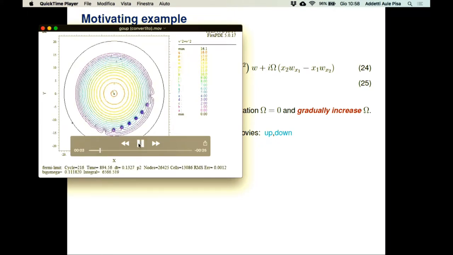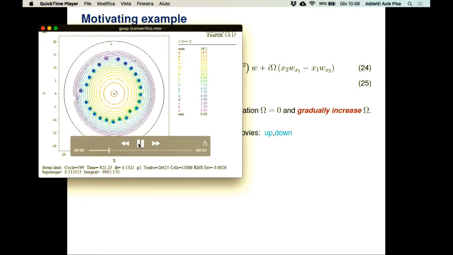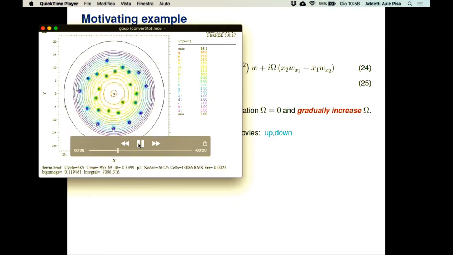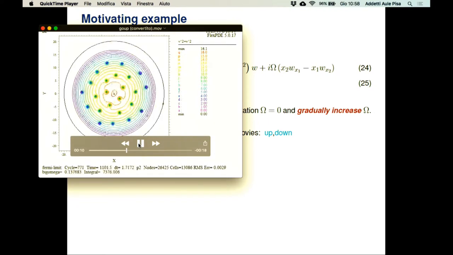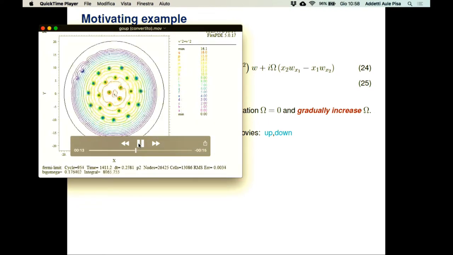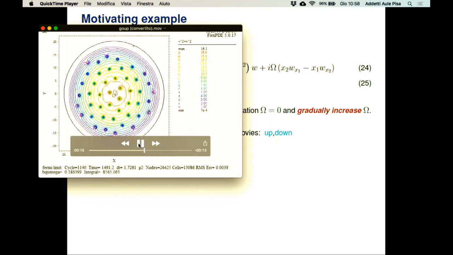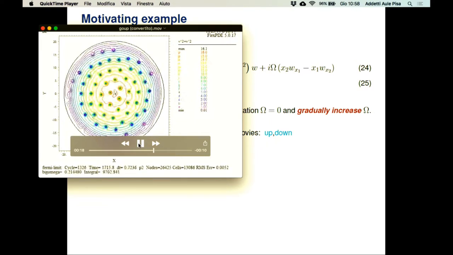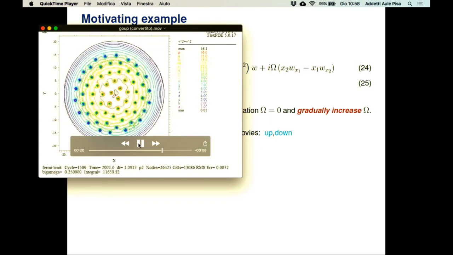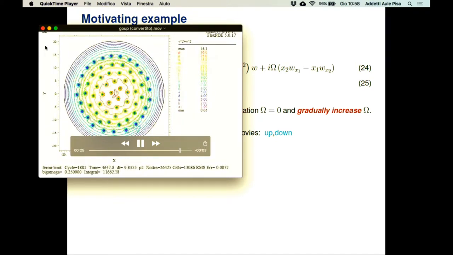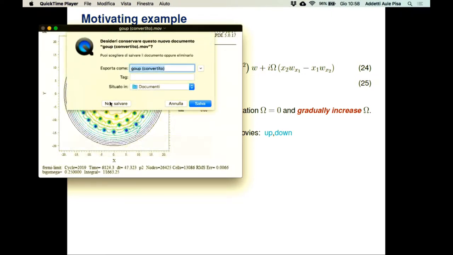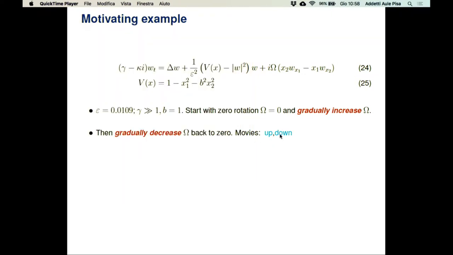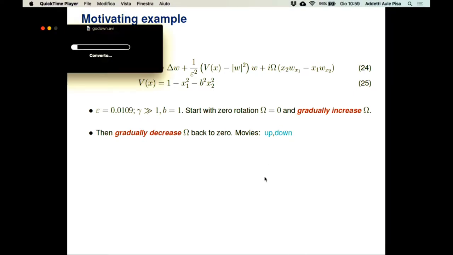So you start with no vortices, then a bunch of vortices start to come in. Here's the rotation rate. Then they rearrange themselves in this hexagonal lattice pattern. And then there's another jump in the number of vortices as I keep on increasing the rotation rate. And again, they rearrange themselves in this hexagonal lattice pattern. And here, if I now decrease the rotation rate, the opposite effect happens.